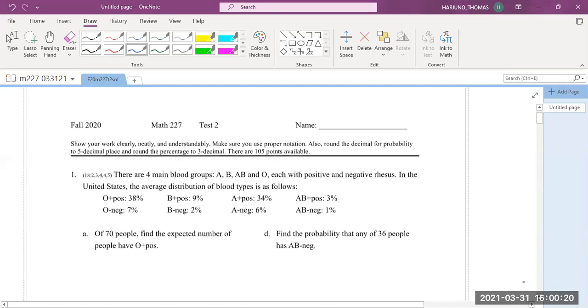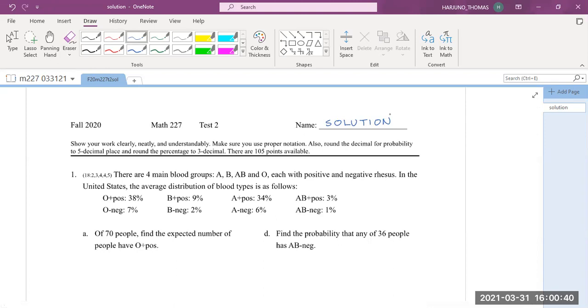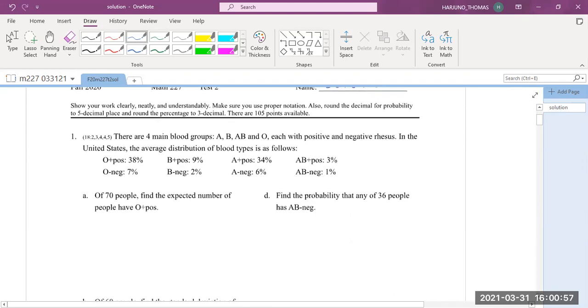This is from fall 2020. Number one, there are 4 main blood groups, A, B, AB, and O, each with positive and negative Rh. Now, in the United States, the average distribution of blood types is as follows. We have O positive, O negative, B positive, B negative, A positive, A negative, AB positive, and AB negative. Now, part A, of 70 people, find the expected number of people with O positive.